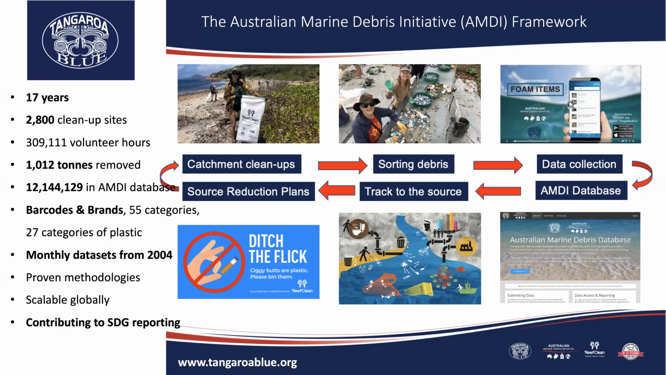So they put all the records onto the database. They analyze all the different kinds of things. They've got over 12 million records on their database. And they look at barcodes and branding, 27 different sorts of plastics. And through these, they've developed a huge amount of information and understanding of going back to the source for marine debris and being able to do things about it. And it's one of the very few citizen science projects in Australia that actually contributes to national SDG reporting.